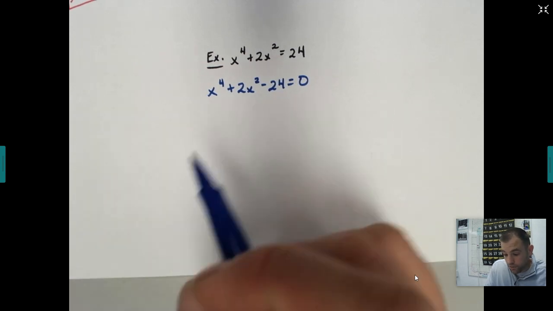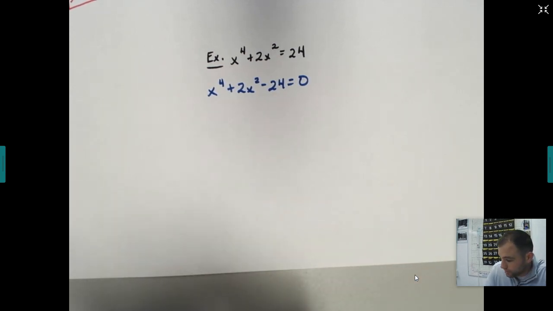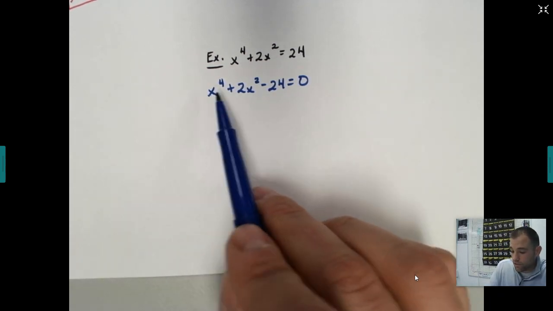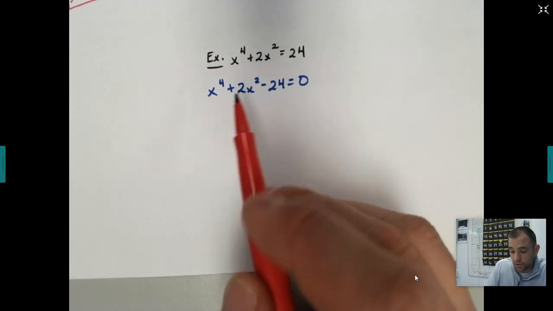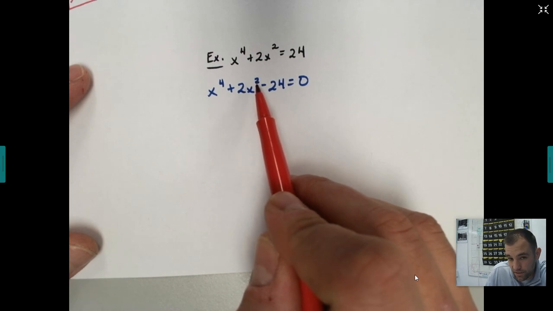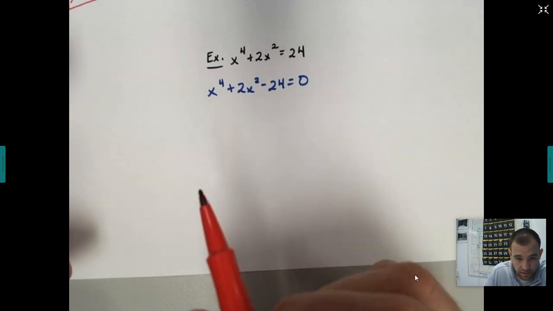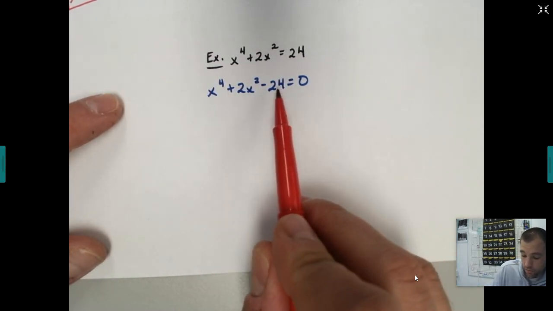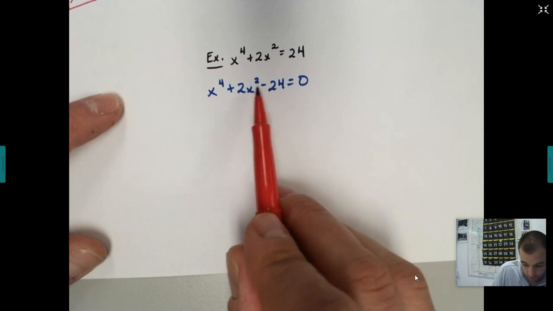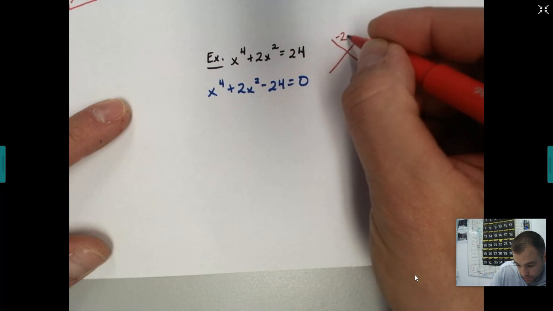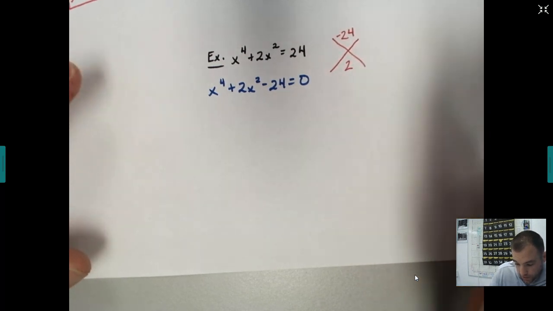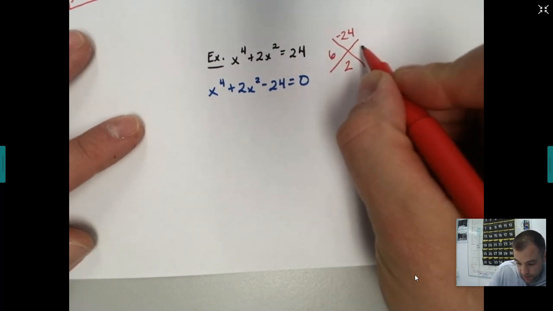All right? So now we're just going to factor this thing, just like you did before. Don't let the x to the fourth and x squared freak you out. As long as the first one is twice as big as the middle, basically double, you can factor it the same way. So try to think about numbers that multiply to get negative 24, but add to get 2. So if you remember last semester, we made this little x, negative 24 and 2. In this case, that would be 6 and negative 4.